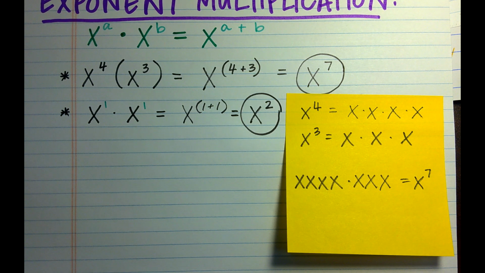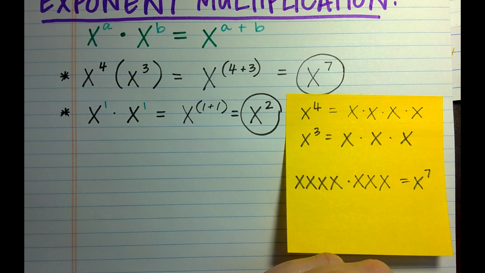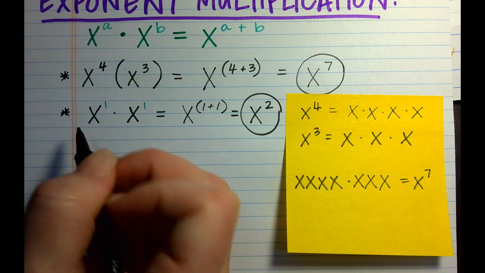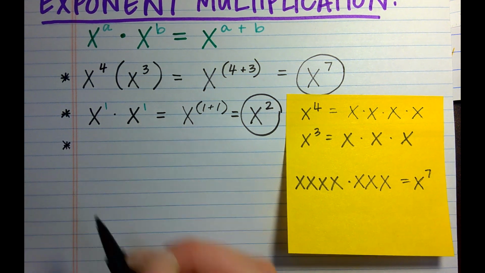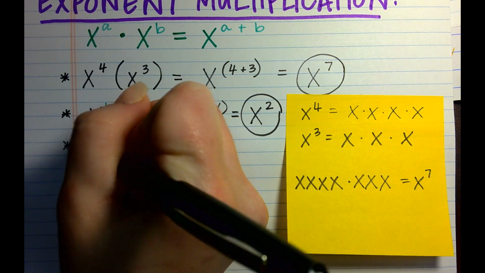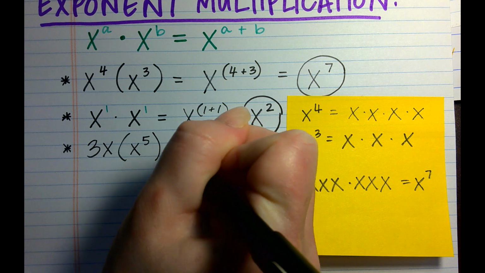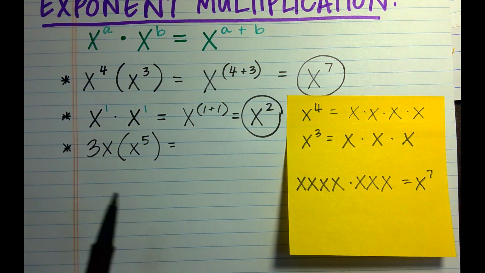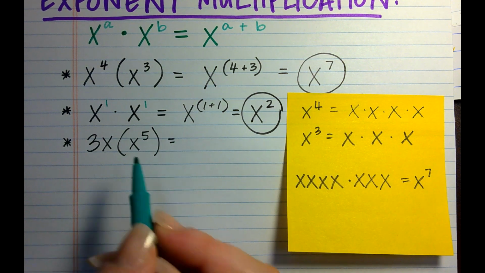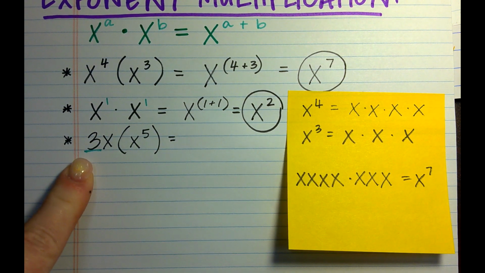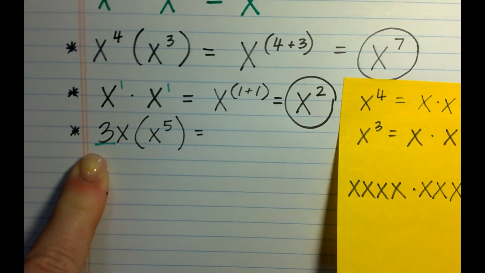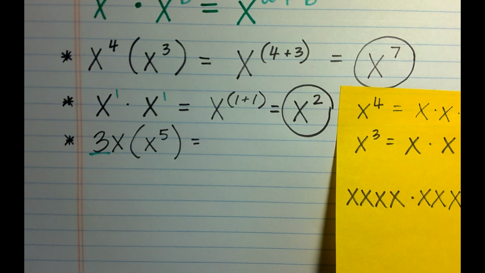What if I were to throw in a coefficient? I'll tell you what that word means if you're not sure. Let's do 3x times x to the 5th power. Lots of words. If you are unsure what a coefficient is, this is a coefficient. The 3, for example, in this problem. A coefficient is just a number that comes before a variable.